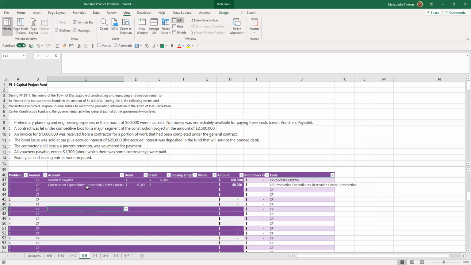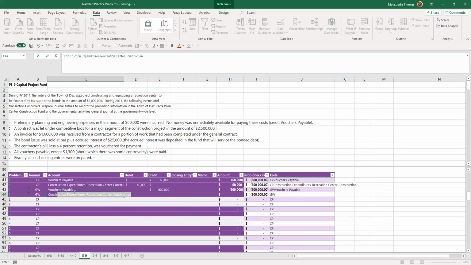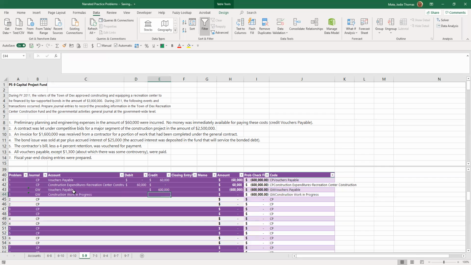The entry here is easy for the capital projects fund. And for the governmental activities, or government-wide fund, we have different accounts, okay? And you're going to see this over and over again. This is going to be vouchers payable again for government-wide activities. But remember, whenever you're talking about the government-wide side, you're talking about construction work in progress, which is a fixed asset account, a long-term asset account, okay?